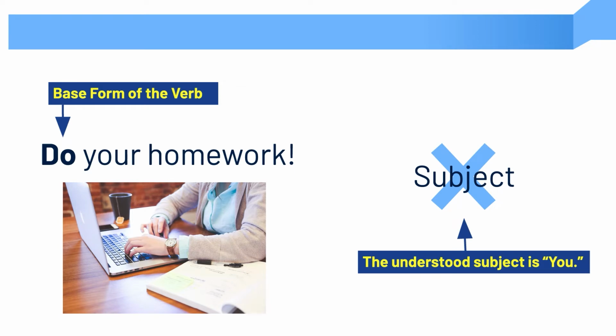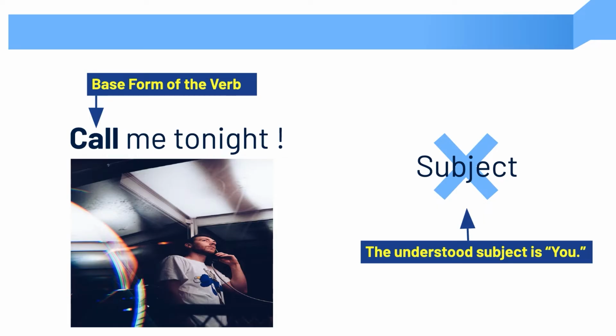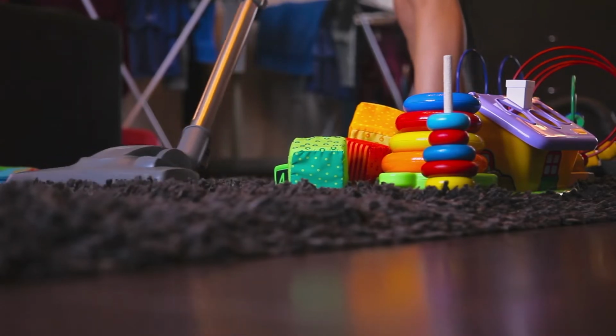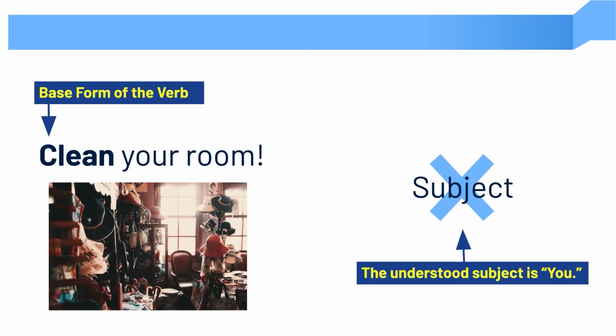Now I want you to try. Let's take a look at the phrase, call me tonight. What is the base form of the verb? Right, call. Now how about this one? What is the verb in the phrase, clean your room? Right, the verb is clean. And just like in the previous examples, the subject is you.